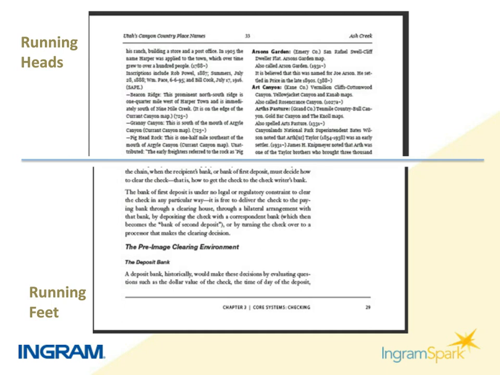At the bottom, you can see a page from a book about payment systems. And this book used running feet instead of heads. In other words, all the same information is included at the bottom. And here you can see it includes the chapter number and the actual title, Core Systems Checking, with the page number. So right in that little spot there, and it's almost unconscious, the reader can find out exactly where they are in the book, what subject they're reading about, what page they're on, and that is very reader-friendly.